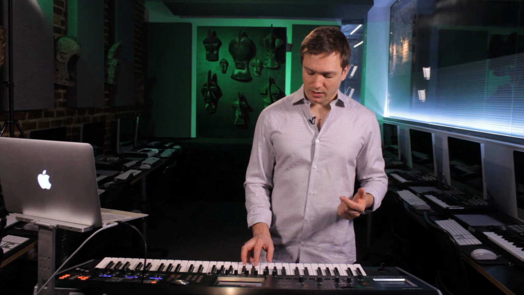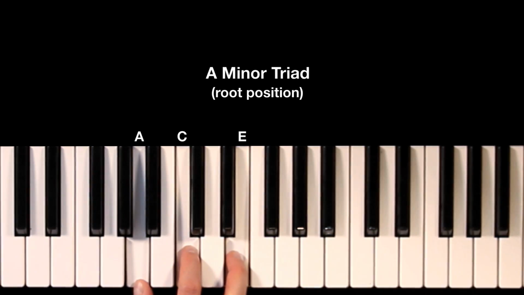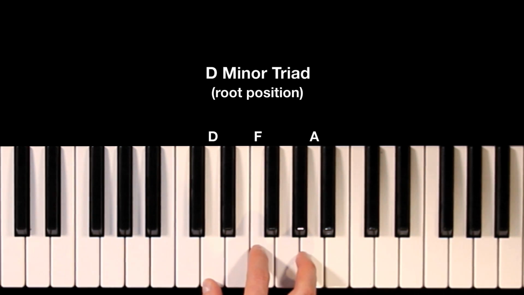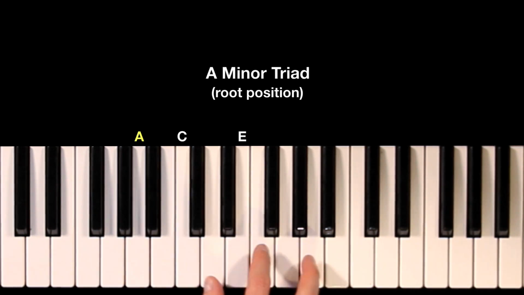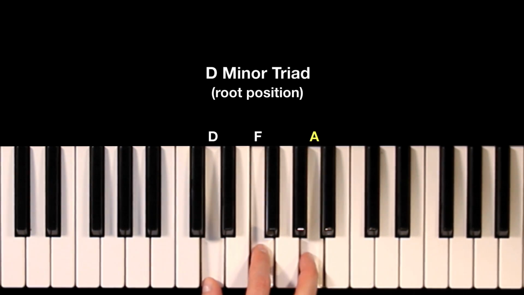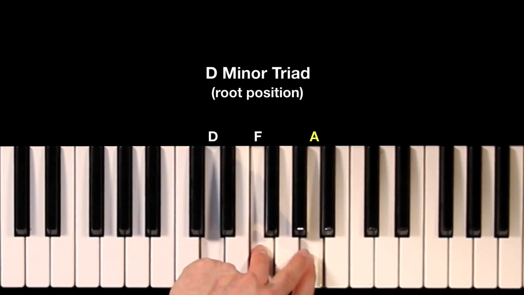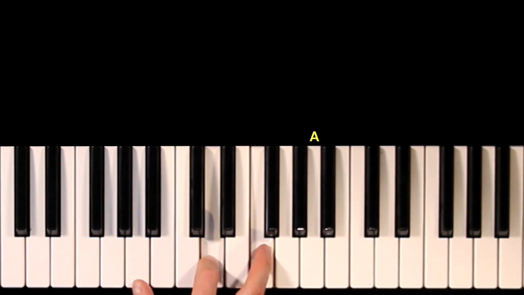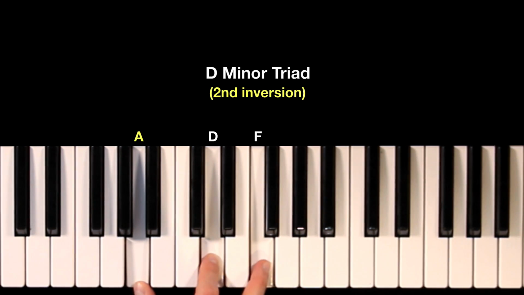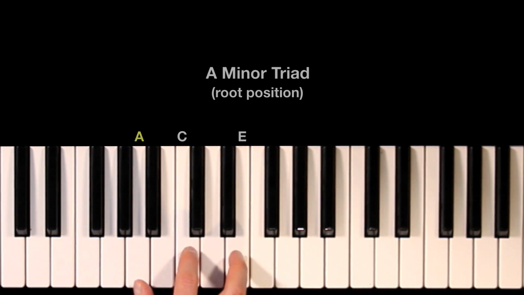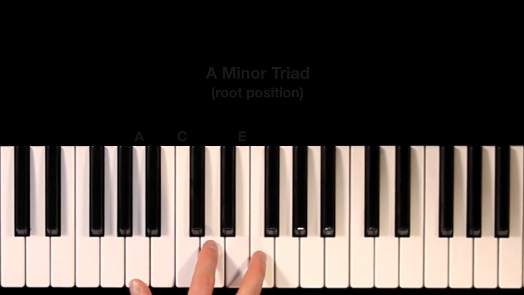Okay, so let me show you what I did there. I went from A minor, root position, and then I was going to D minor. I noticed that A is a common tone that both A minor and D minor share. So what I'm going to do is just take this A down an octave and play it in. This would be second inversion. So now I'm moving smoothly between A minor and D minor.